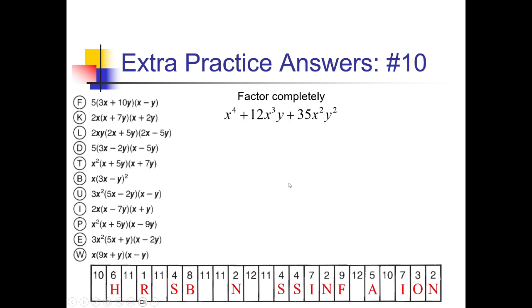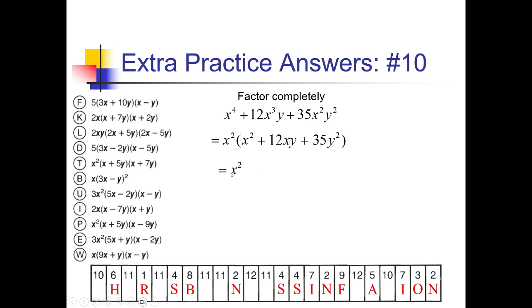For number 10, let's look for some common factors. I can't do anything for the coefficients, but for the variables, these all have at least an x squared in them. Not y's, but just x's. So we can take out an x squared, leaving me with x squared, plus this will be 12xy, and over here the x squared's gone completely, so 35y squared.